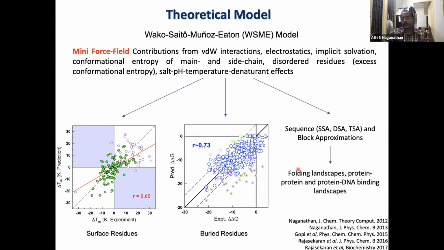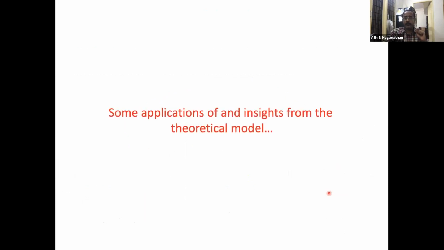You can also have approximations of this model, and you can derive folding landscapes similar to the one where I showed you this ball that is rolling on the surface. And you can also use this to study protein and protein-DNA binding as well. Again, I'll touch upon this briefly.